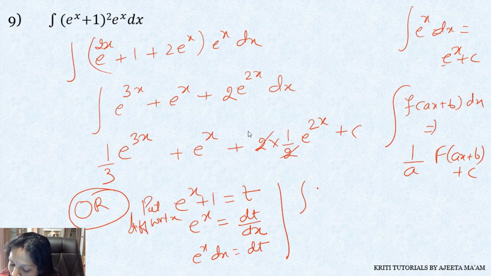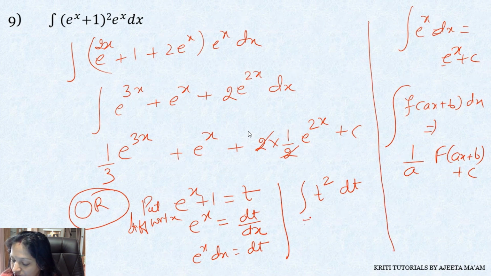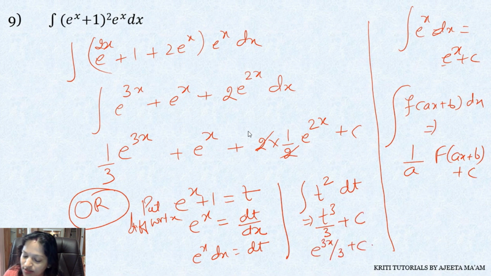So exponential x plus 1 is t, so it becomes t square. Exponential x dx is dt. So this is our function now. What is the integration using power rule? T square integration is t cube upon 3 plus c, and that becomes exponential x plus 1 whole cube upon 3 plus c. Just check everyone, is it clear or not? Exponential x plus 1 upon 3, right? Now it's clear? Correct? The substitution is exponential x plus 1. Is it clear to everyone?